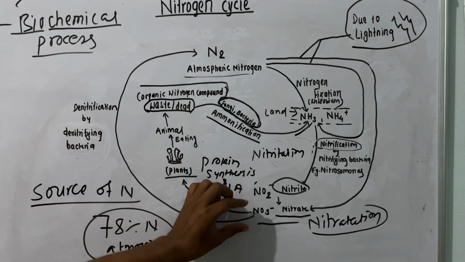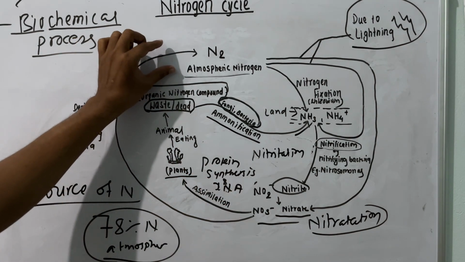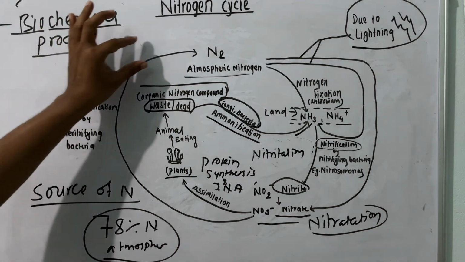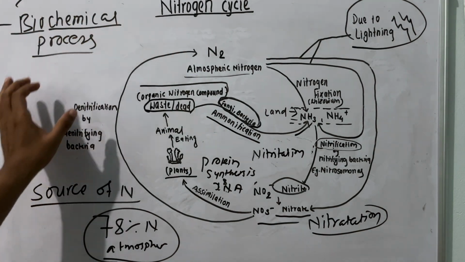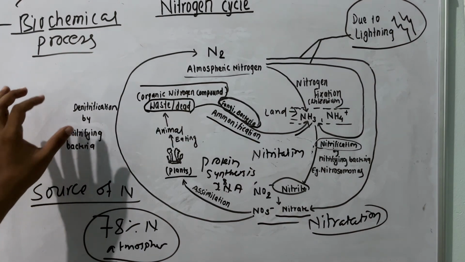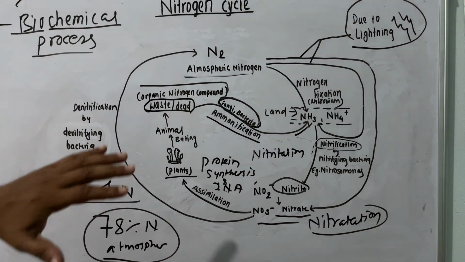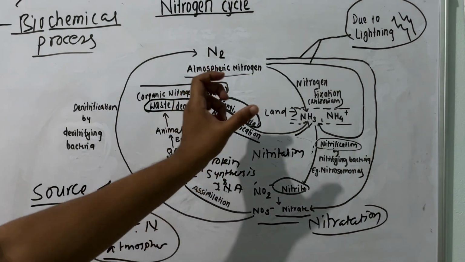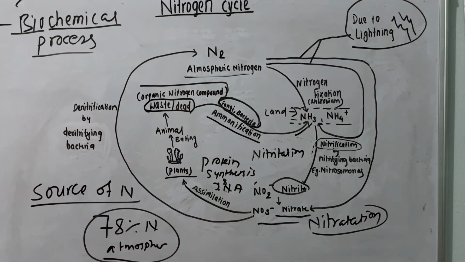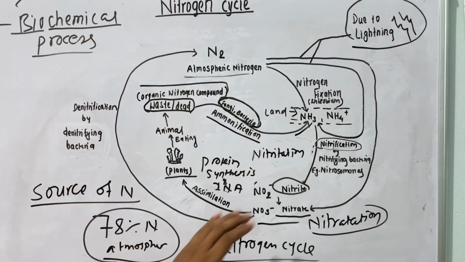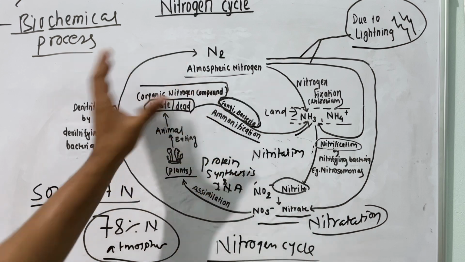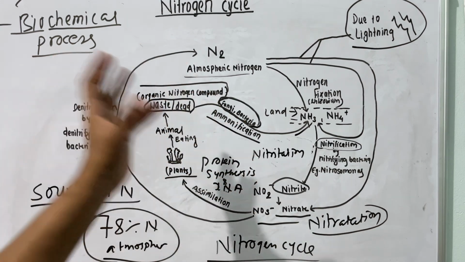Also, when the nitrate present in the soil is not completely assimilated by the plant, some portion goes into the atmosphere in gaseous form, and this process is known as denitrification. This denitrification is done by denitrifying bacteria. So overall, these bacteria or microorganisms play a crucial role in the nitrogen cycle. This cycle goes on continuously, and these processes are continuously happening in the atmosphere.